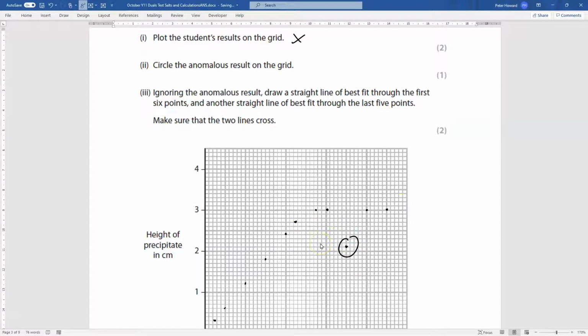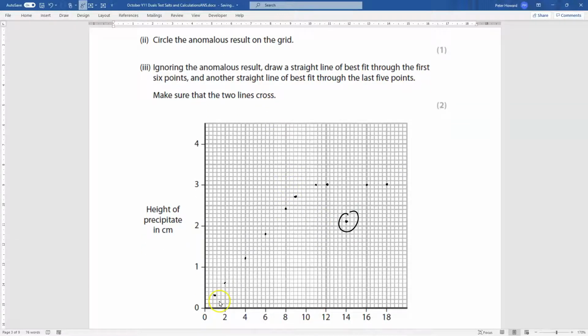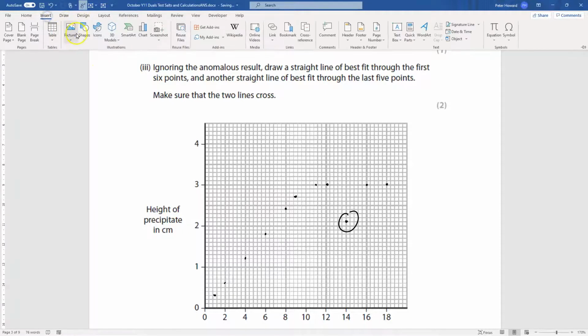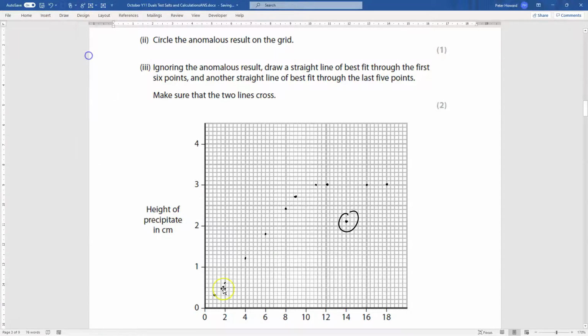Then, ignoring the anomalous point, draw a straight line through the first 6 points: 1, 2, 3, 4, 5, 6. Another straight line through the last 5 points: 1, 2, 3, 4, and obviously ignoring the anomalous one. So we're going to draw 2 straight lines. Insert shape, put a line in.